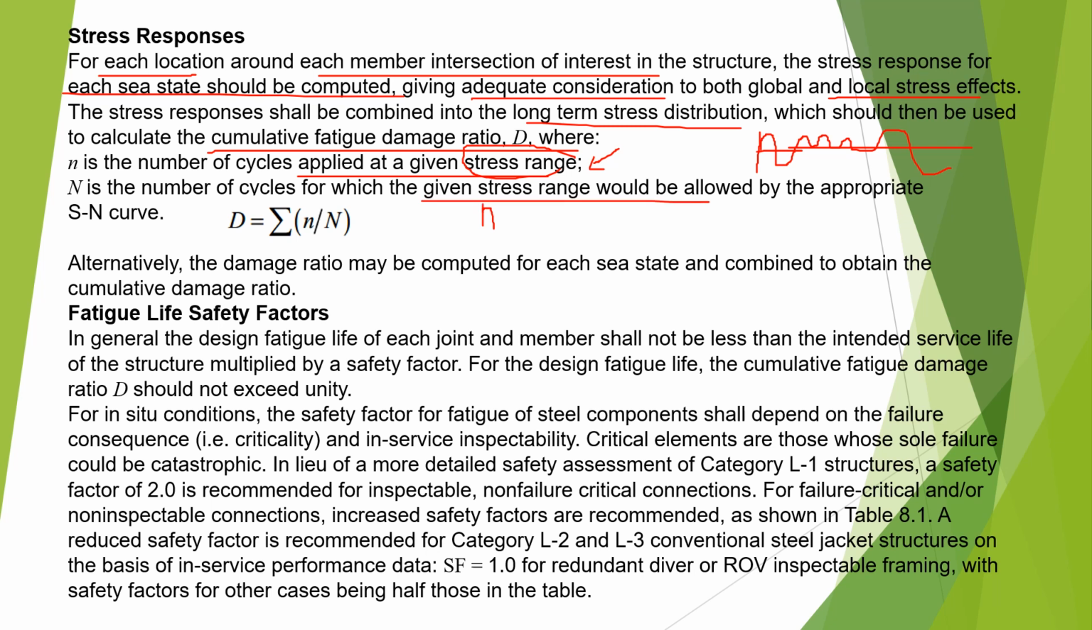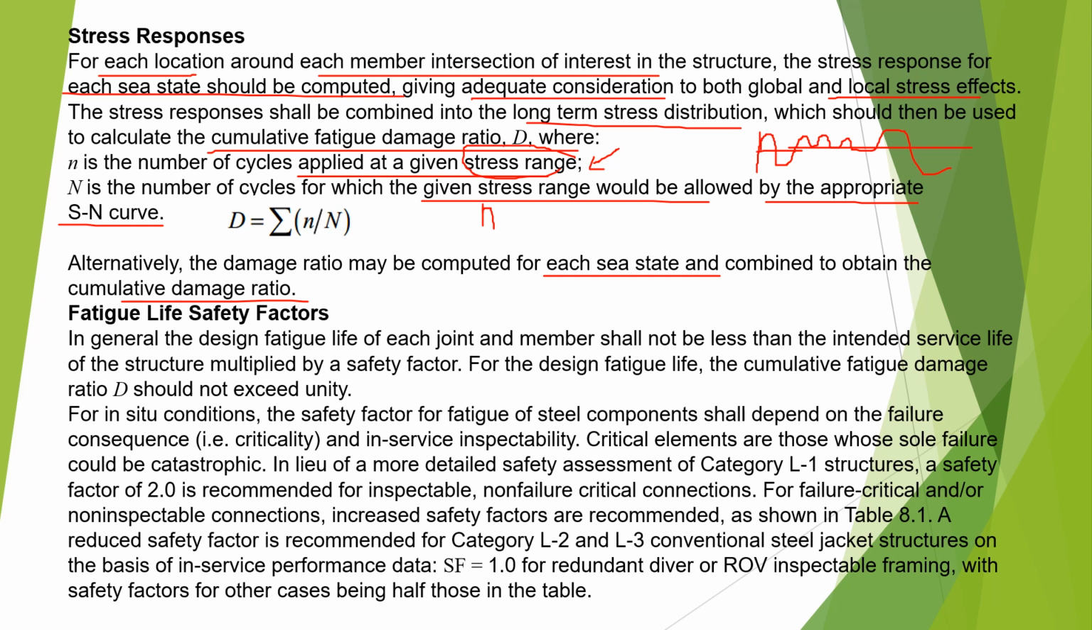So this stress range can go only this many number of cycles, like the allowable number of cycles. That is allowed by the SN curve. So in the SN curve it will define the allowable number of cycles. So this ratio gives you the damage ratio. Damage ratio for each sea state needs to be computed, and then we can combine it to obtain the cumulative damage ratio. Fatigue life safety factors.